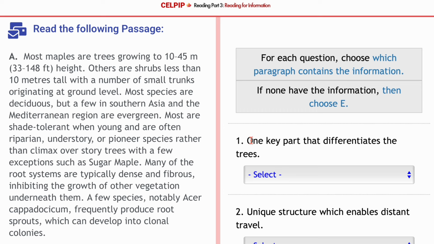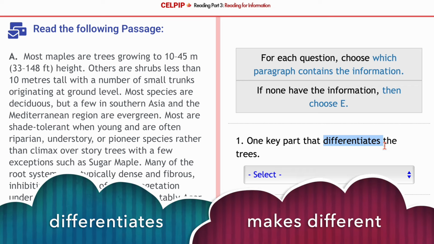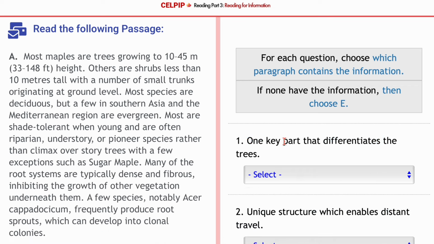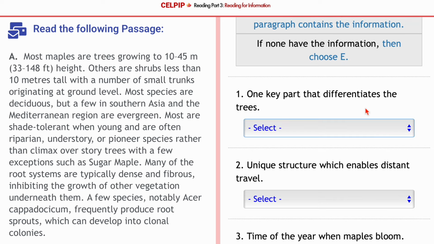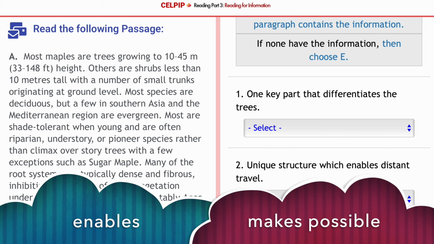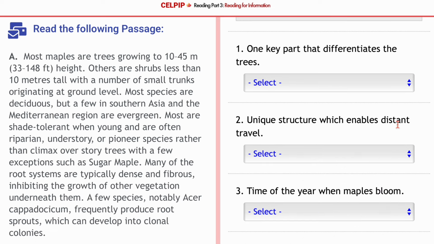So let's look. One key part that differentiates the trees, differentiates, makes different. One key part that makes the trees different. Is it an A? I didn't see that about differentiating there. No. It talks more about species. Unique structure which enables distant travel. Is it an A? No, right? I didn't see anything about distant travel. That's key for this sentence.